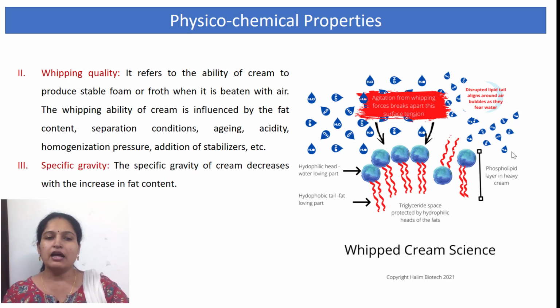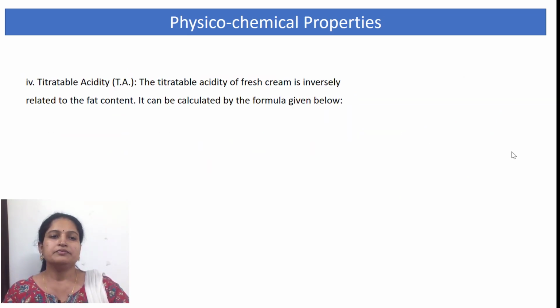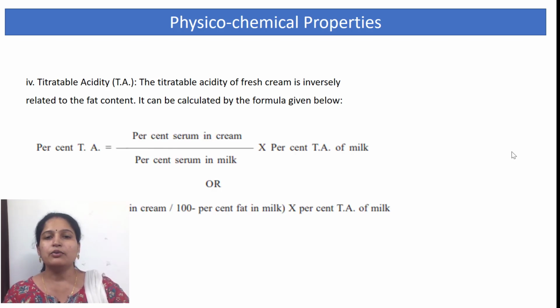Now specific gravity: the specific gravity of cream decreases with increase in the fat content. Then titratable acidity: the titratable acidity of fresh cream is inversely related to the fat content. It can be calculated by the formula given below, that is, percent titratable acidity is equal to percent serum in cream divided by percent serum in milk, multiplied by percent titratable acidity of milk.